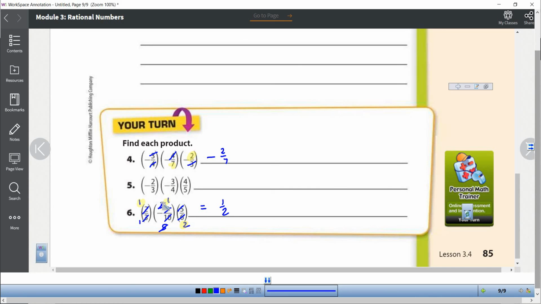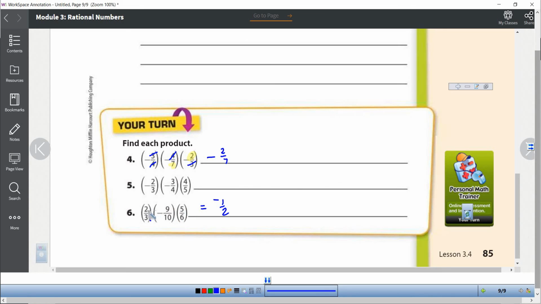Now let's look at the signs. Let me erase real quick here. We had a positive times a negative times a negative. We had an odd number of negatives, so the answer is negative. All right? So again, simplifying the factors is usually easier than simplifying the product.